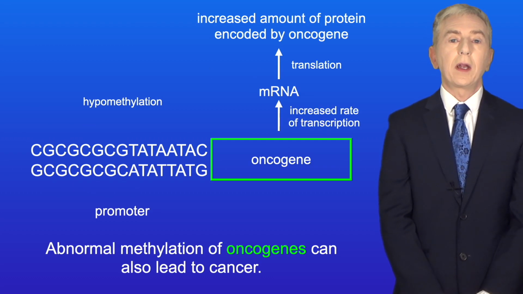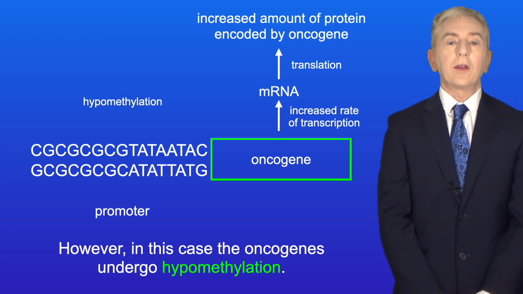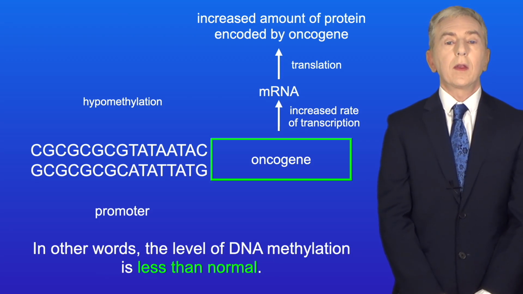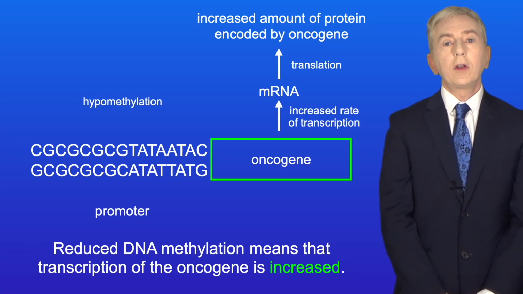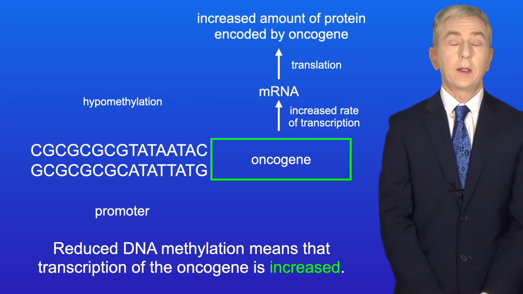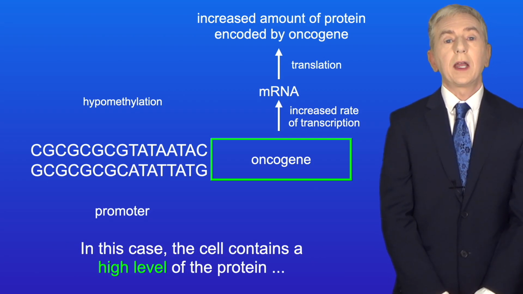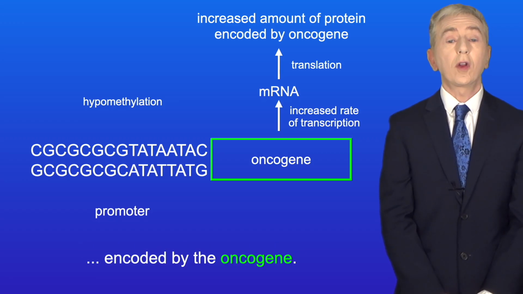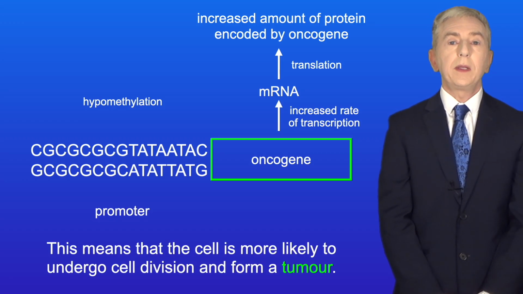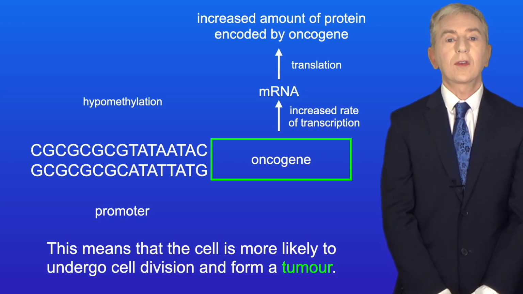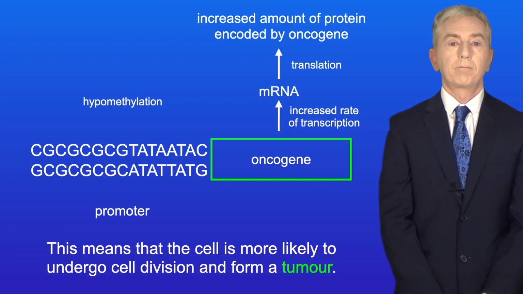Now, abnormal methylation of oncogenes can also lead to cancer. However, in this case, the oncogenes undergo hypomethylation. In other words, the level of DNA methylation is less than normal. Reduced DNA methylation means that transcription of the oncogene is increased. So in this case, the cell contains a high level of the protein encoded by the oncogene. This means that the cell is more likely to undergo cell division and form a tumour.